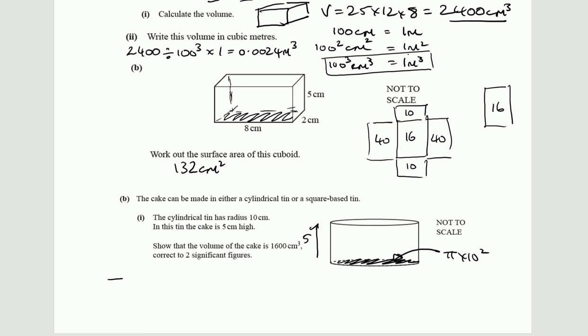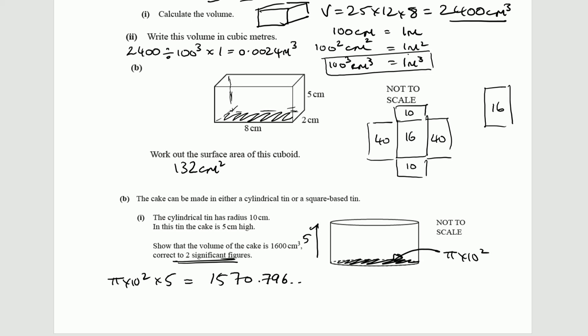So I've got the area of the circle, pi times 10 squared, and that's going to be times by 5. Let's see what that comes out as. So I've got pi times 10 squared times 5, and we're getting 1570.796 and so on. Now that's not their answer, but I haven't rounded it to two significant figures yet.